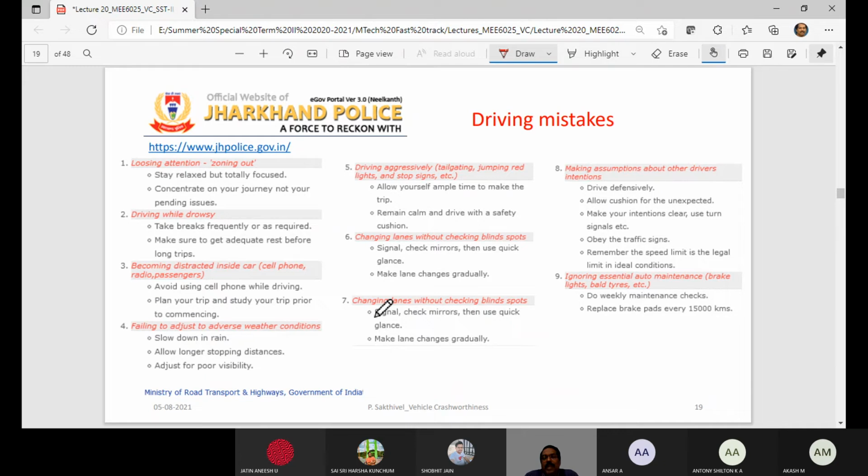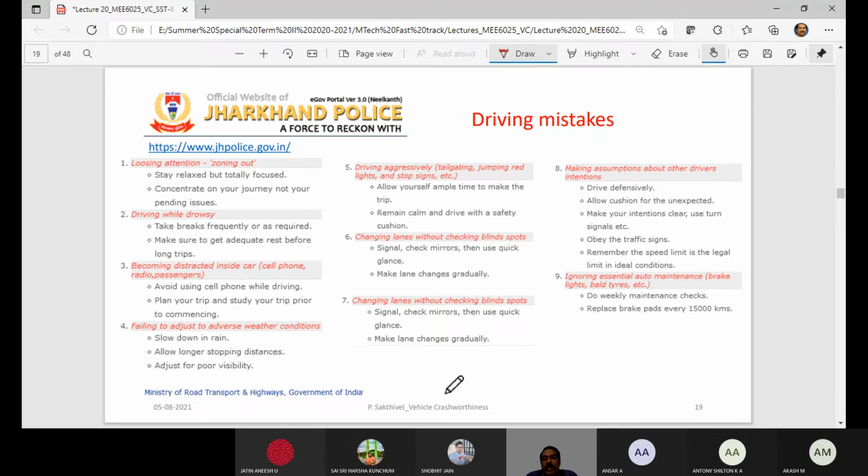And changing lanes without checking blind spots. So what are blind spots? Signals, check mirrors, then take a quick glance. Without putting on your signal and without looking at the side mirror, you suddenly change your lane. That is going to cause harm, so we should do it very carefully. Sometimes we may forget: you don't look at the rear view of your vehicle and suddenly take a lane change. A very unfortunate event would happen. So these can all be common mistakes. They are not intentional, but these are mistakes that can happen and need to be avoided.